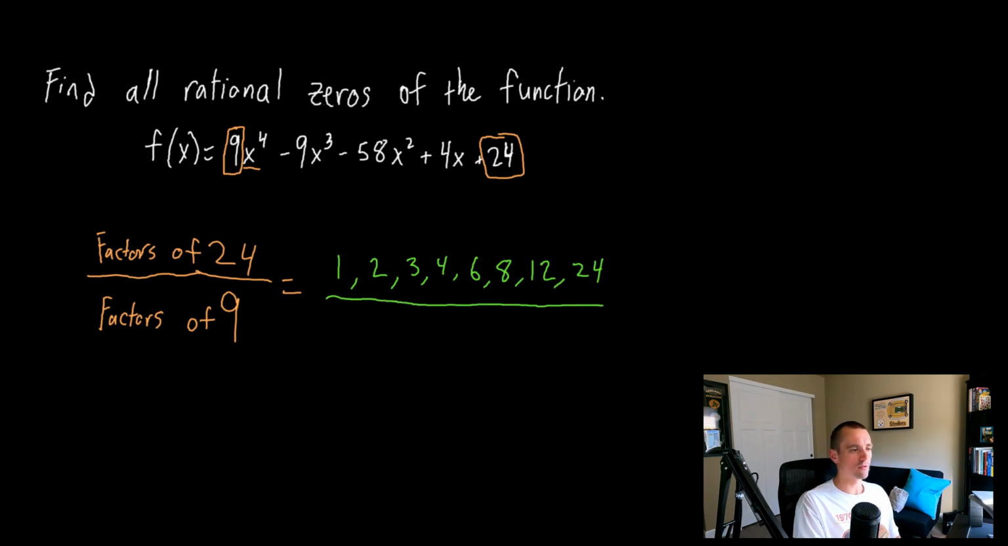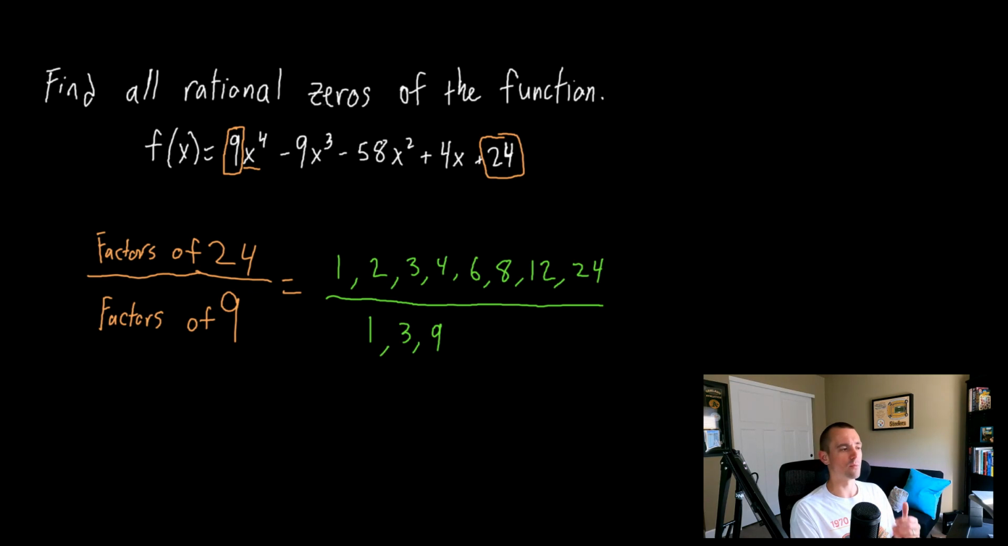Then we have to figure out the factors of 9. So obviously 1 is a factor. 1's a factor of everything. 9 is not divisible by 2. It is divisible by 3. If you do 9 divided by 3, you get 3. It's not divisible by 4, 5, 6, 7, or 8. And then it's divisible by 9, okay? So these are all the factors of 24, all the factors of 9.